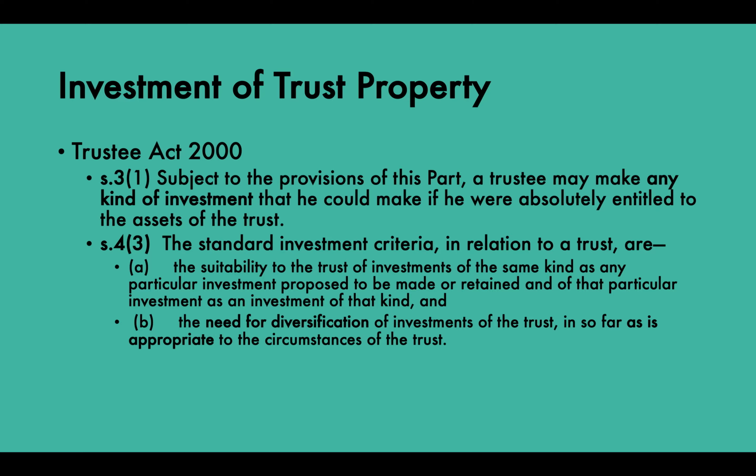So this section says that the trustee can make any kind of investment as if he were entitled to the property himself. In other words, the trustees have the power to act as though they were the absolute owners of the trust property themselves, without any restrictions, unless there is some restriction included within the trust instrument itself.